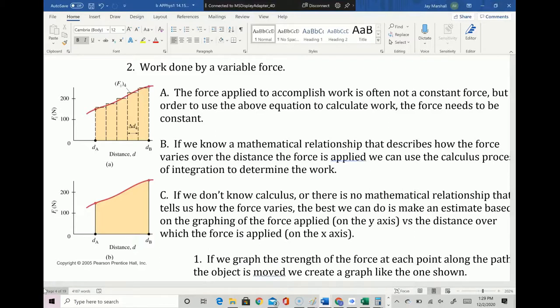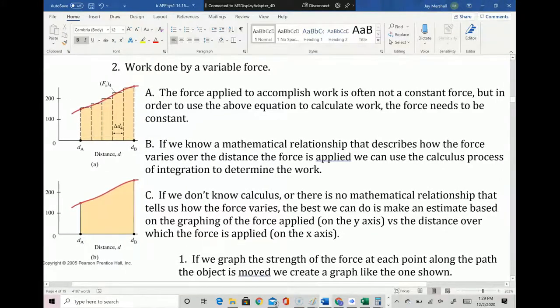Okay, so work done by a variable force. Now, our curriculum is such that you won't end up doing problems related to a variable force, but you need to know the concepts. So the force applied to accomplish work is often not a constant force, but in order to use the above equation to calculate work, the force needs to be constant. Now, for example, when I go to push on something, I have to be able to move this in order for it to be considered work, right?